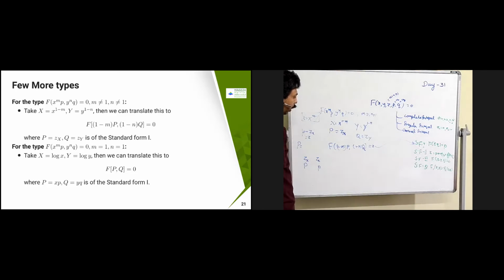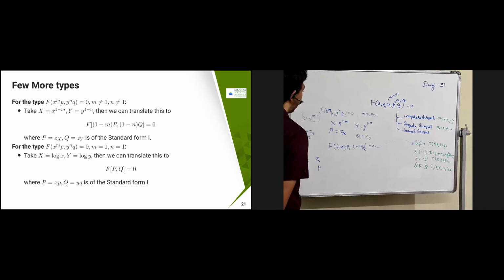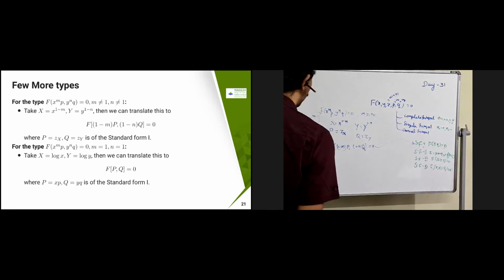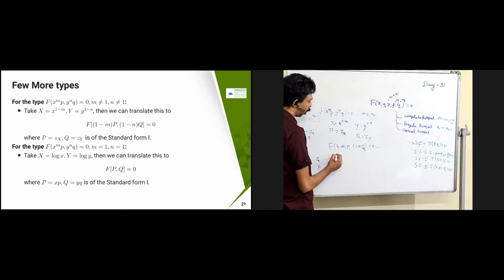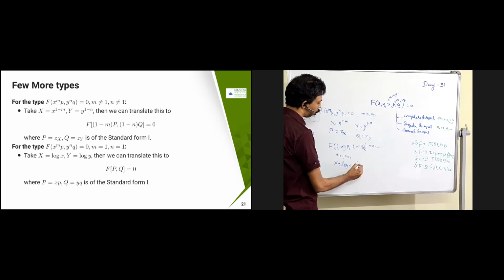That's all. Okay, so this is for m not equal to 1 and n not equal to 1. Suppose now you have m equal to 1 and n equal to 1. In that case, I am going to put this substitution, X equal to log x, Y equal to log y.